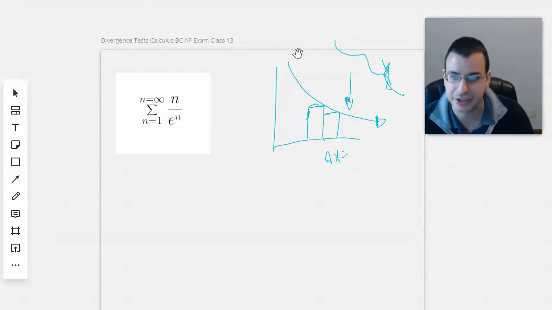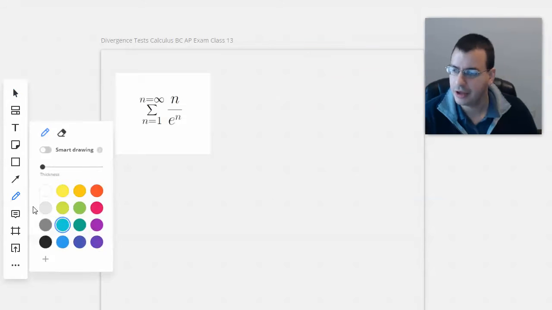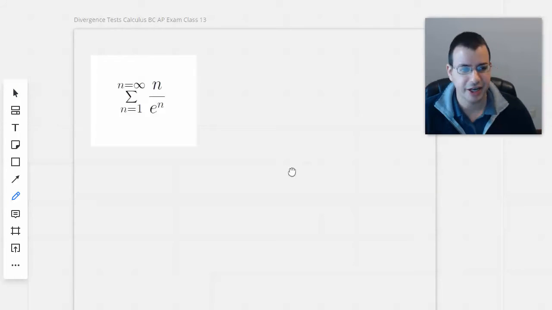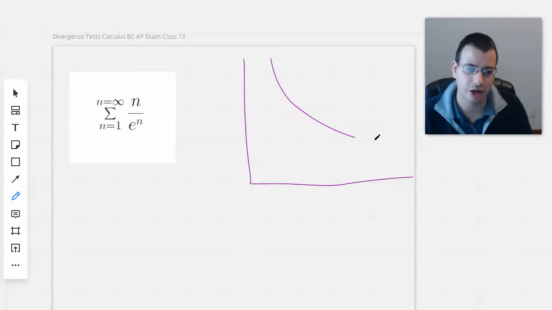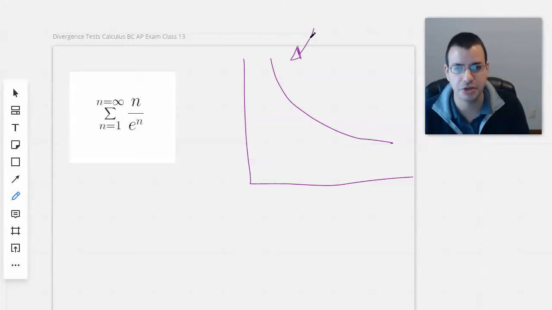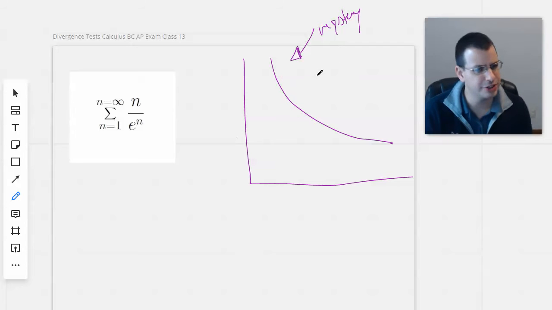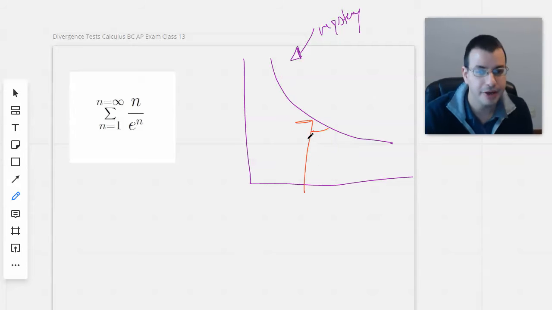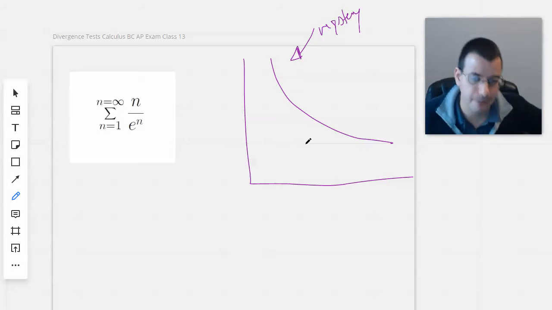The comparison test is basically just logic. It tends to get kind of confusing, but the general idea is you have a mystery function that you want to know if it converges or diverges. I know I drew this as a curve, where really this is a summation, so it would look more like Riemann sums, like little boxes. But if you zoom out far enough, the boxes will look like a smooth line.